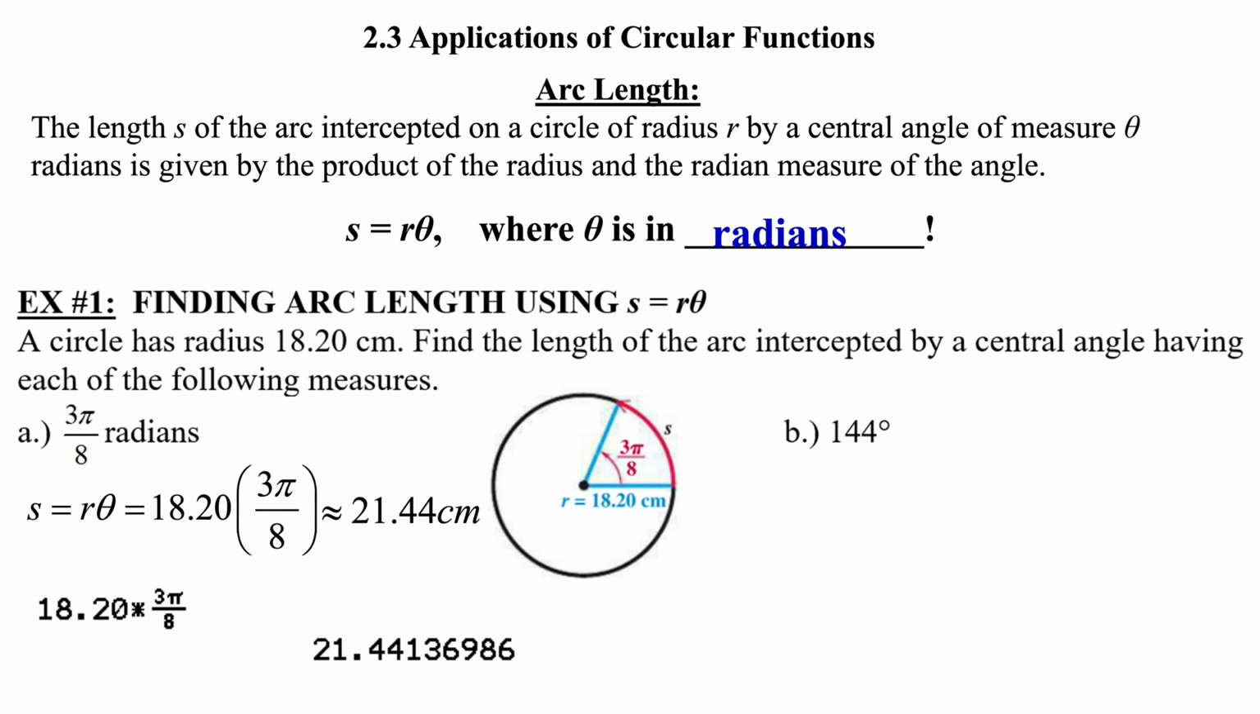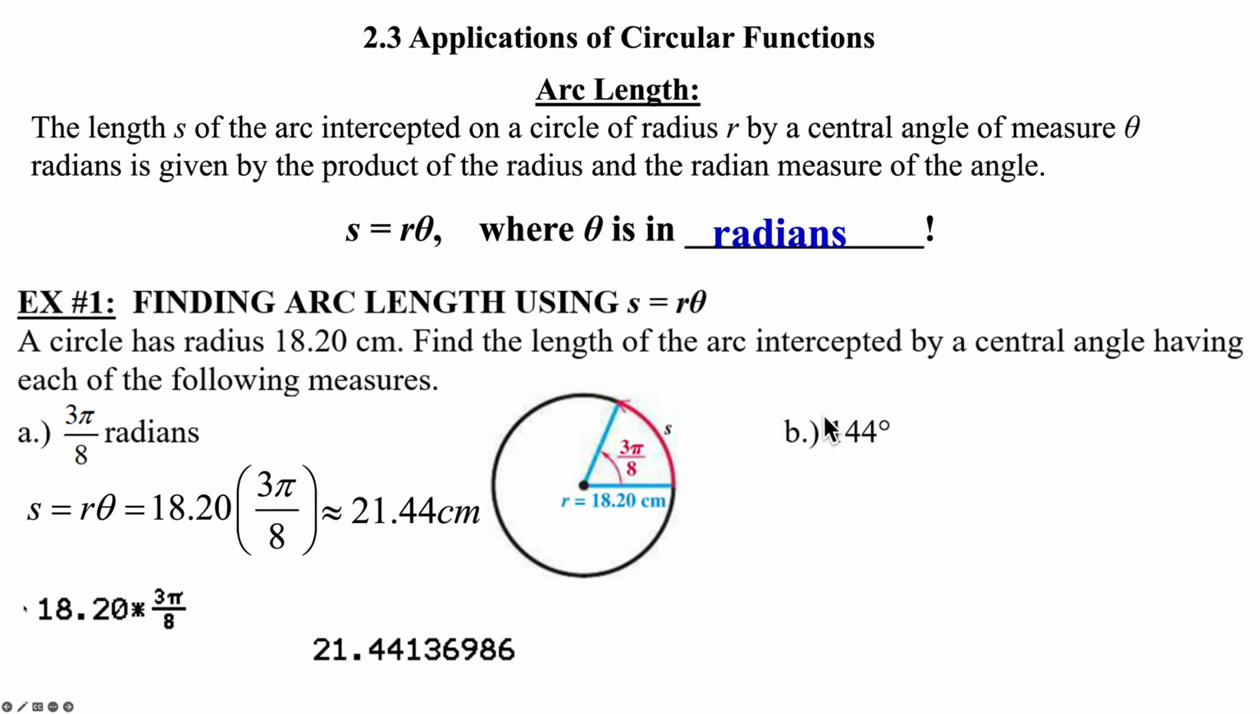Now again, as I mentioned in the previous video, if the directions tell you to use 3.14 for pi, then you change this to times 3 times 3.14 divided by 8. Otherwise, your decimal will be off because of the rounding error.